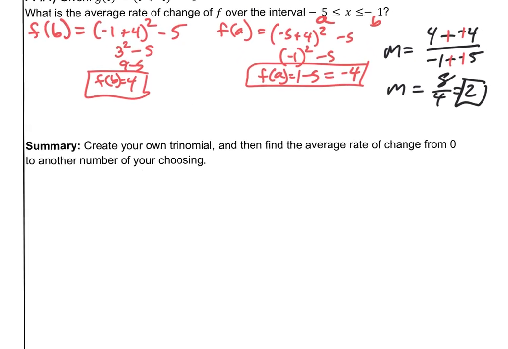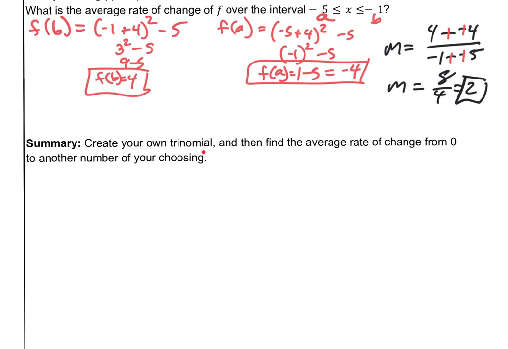All right, here's what I want you to do in the summary. I want you to create your own trinomial and then find the average rate of change on that trinomial from 0 to another number of your choosing. So I would let 0 be your a, and then pick some other b, and that's how you're going to do the summary. I'll see you guys on the next video.